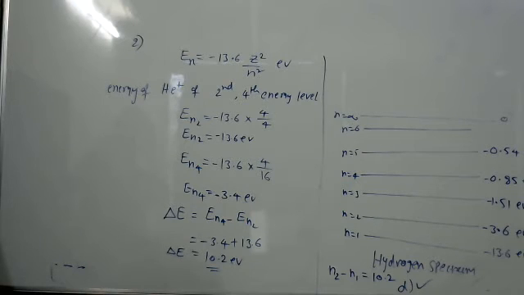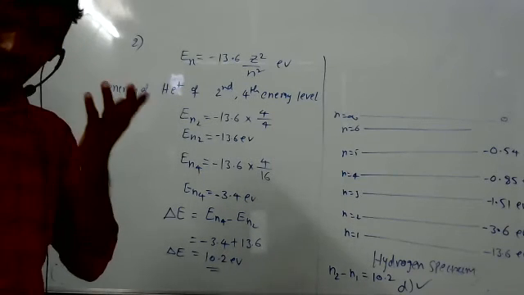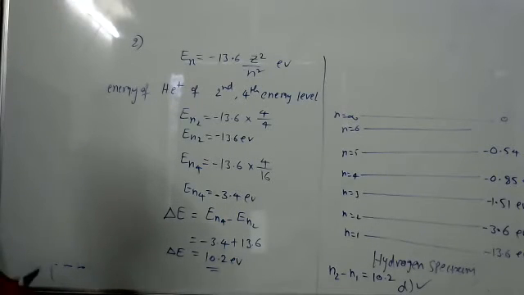Sir, I have a very silly doubt, but why didn't we use that formula R into 1 by N1 square minus 1 by N2 square? Yeah, you can use that, it is another method. You can calculate by that method also. We will do that now. Wait.